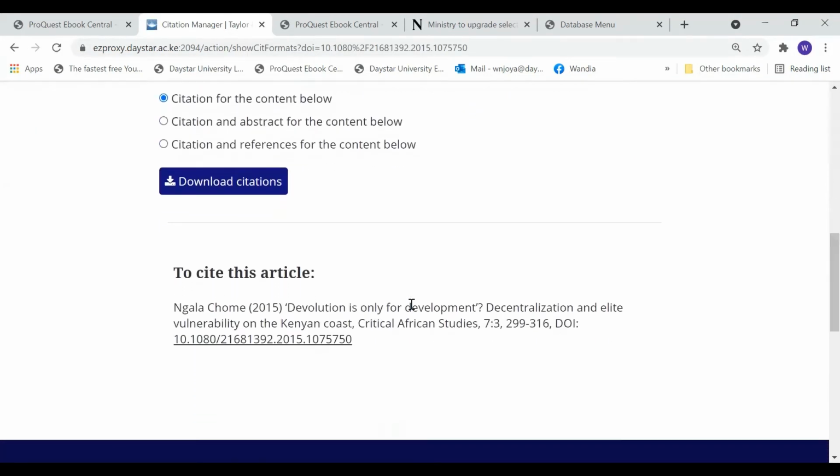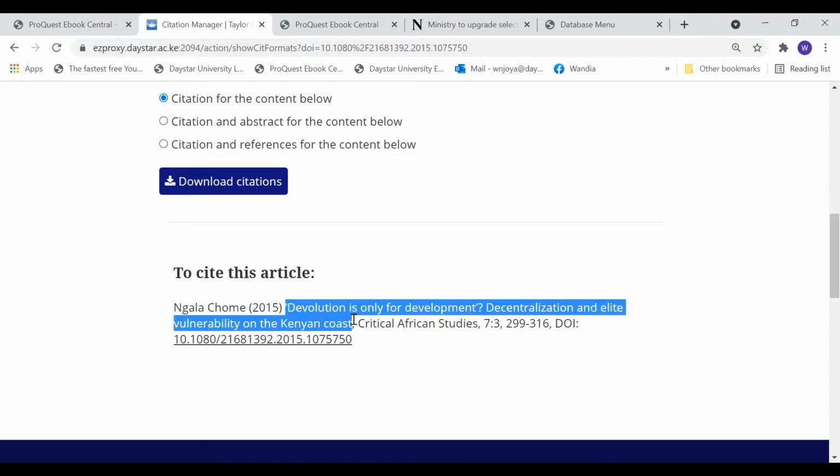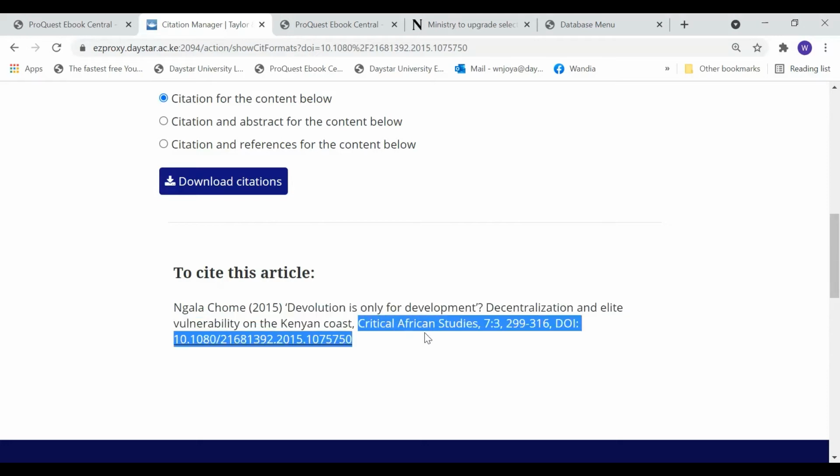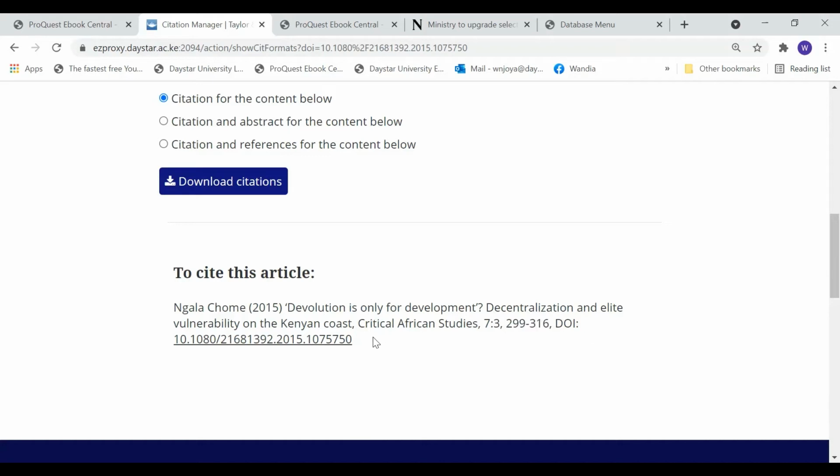If we scroll down, you can see that the information is here. So this is the name of the author, the year, the title. This is the title of the article. This is the title of the journal itself. This is the volume. 7 is the volume. 3 is the issue. And these are the page numbers. And these days, there is now a direct link called the DOI, which gives you this information. This is the information that needs to appear in your reference list.